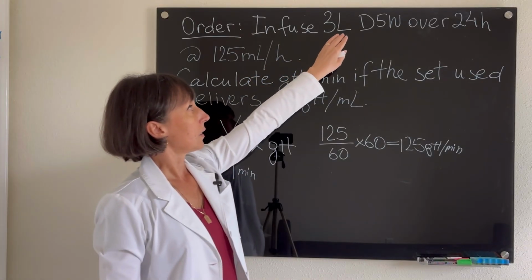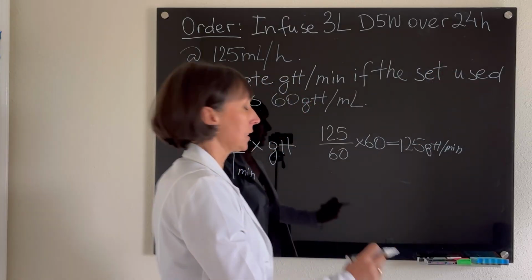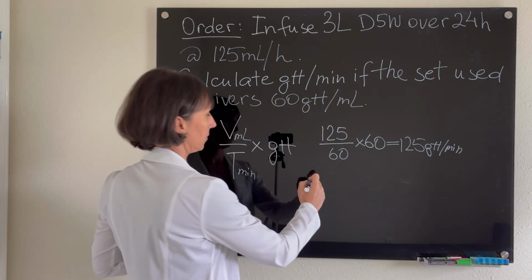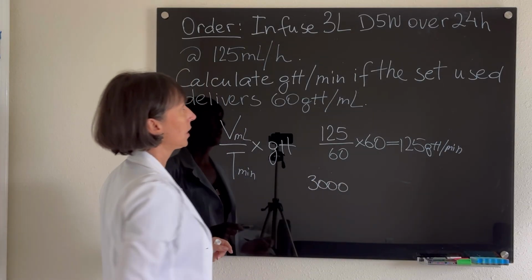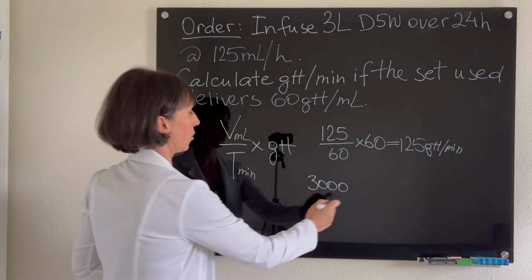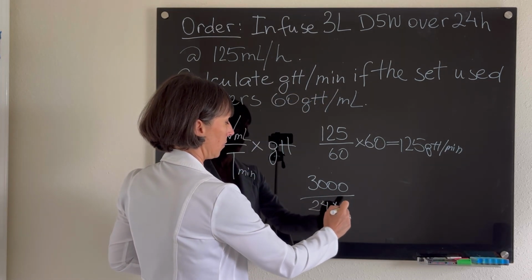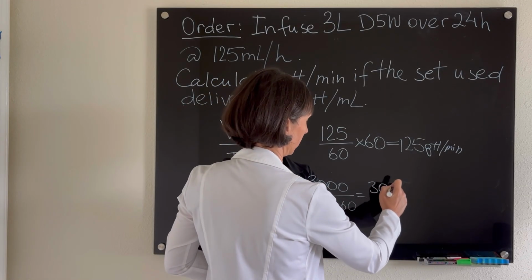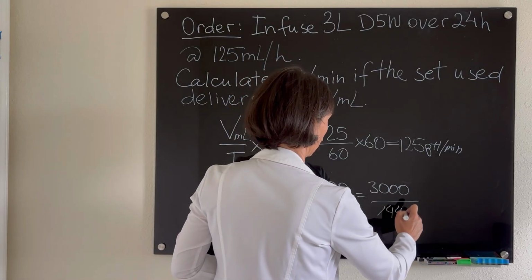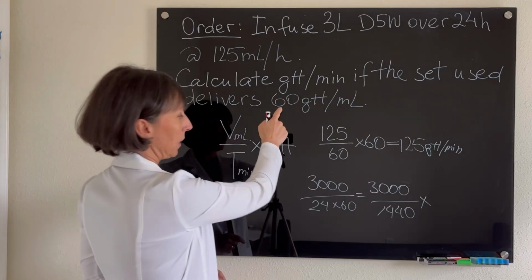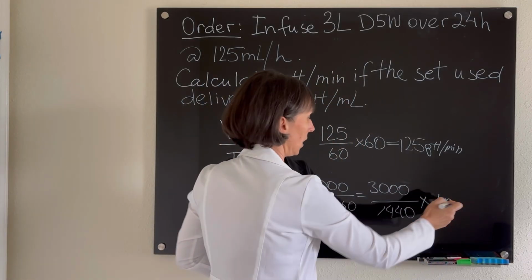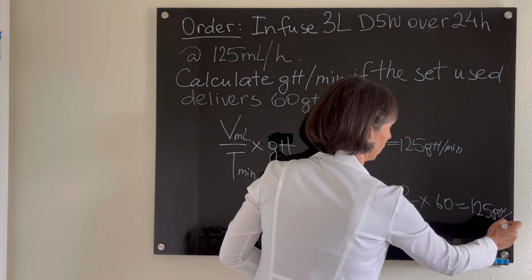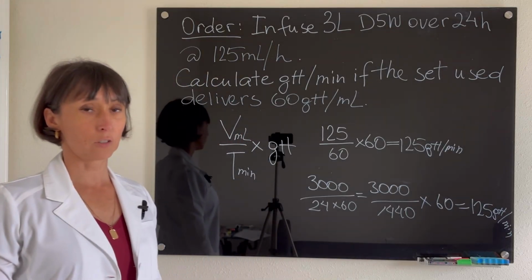Now, this time I'm going to use this volume and this time. Let's see if it will give me the same answer. 3 liters, I have to convert to milliliters. 3,000 milliliters over 24 hours. 24 times 60 is 1440. Now I need to times it by 60. And I still get 125 drops per minute.